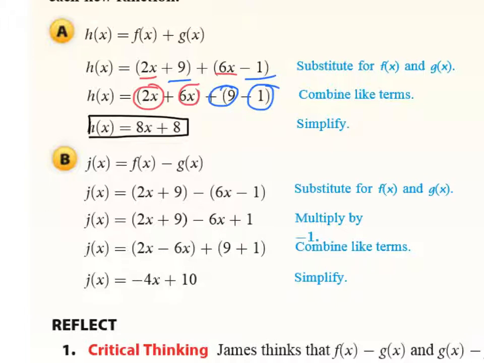We then look for like terms again. This time we have 2x minus 6x, so that's negative 4x, and then 9, and now a positive 1 becomes a positive 10.